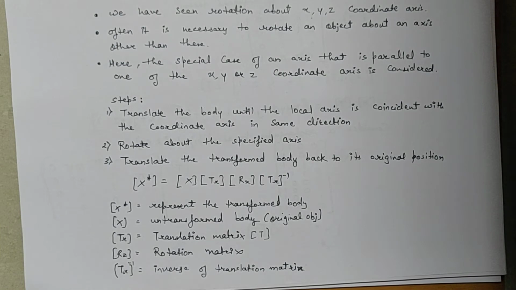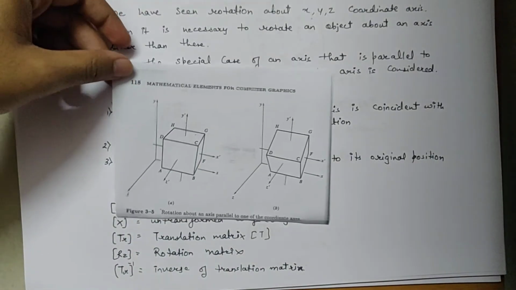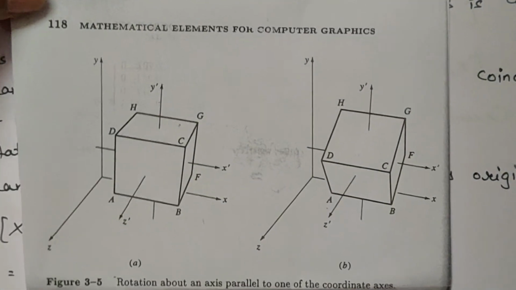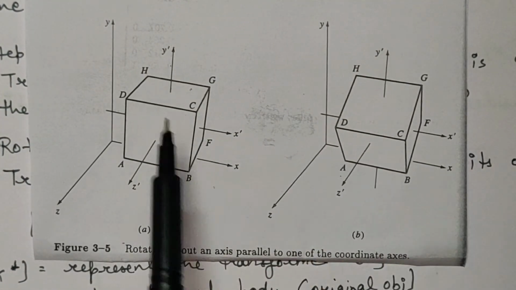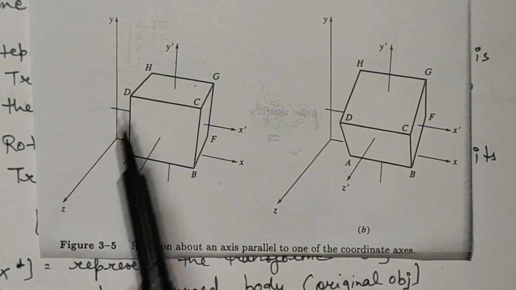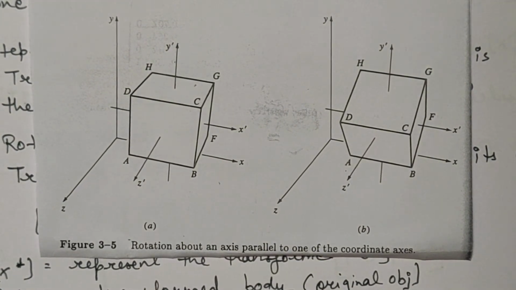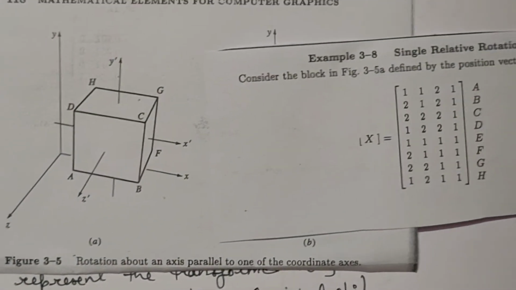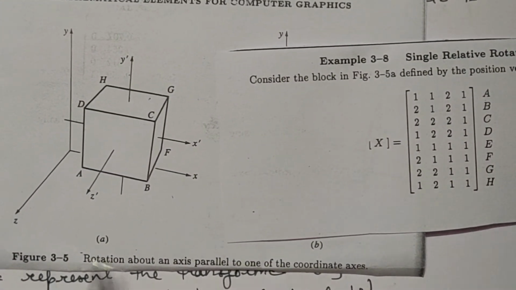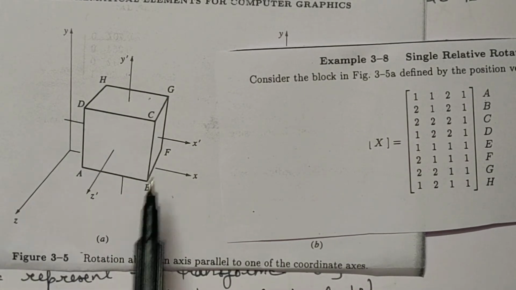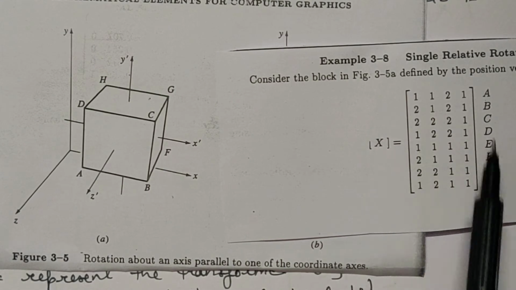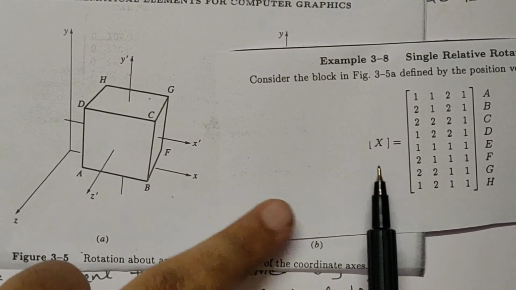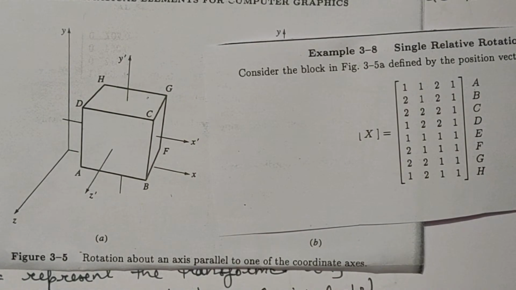So let's take one example. Suppose this is my original object A, and the position vector of its points is already given. So this is my original coordinate, that is my X. X is my original point.